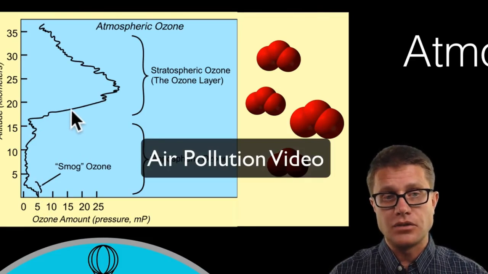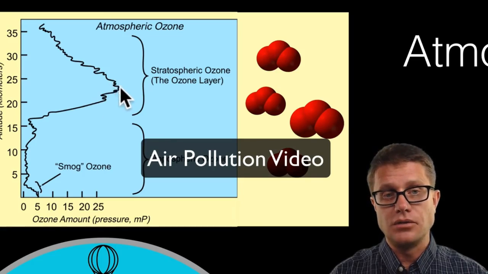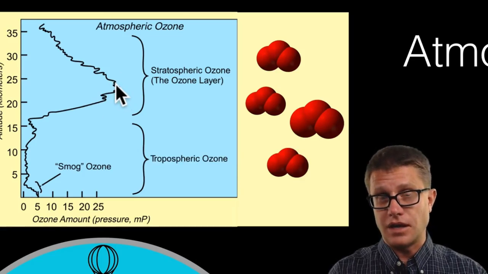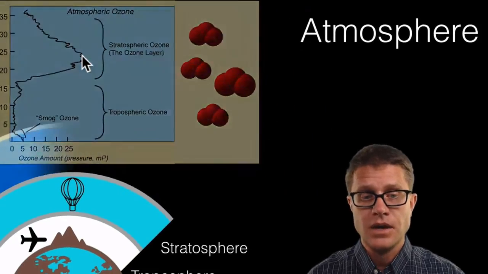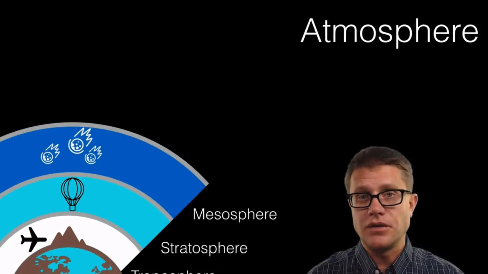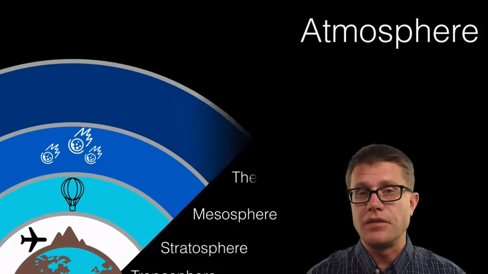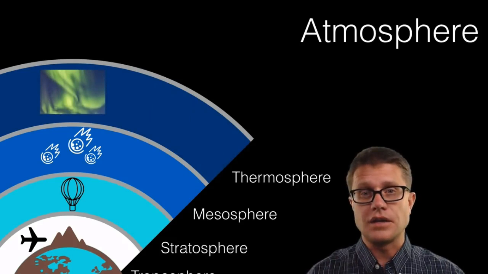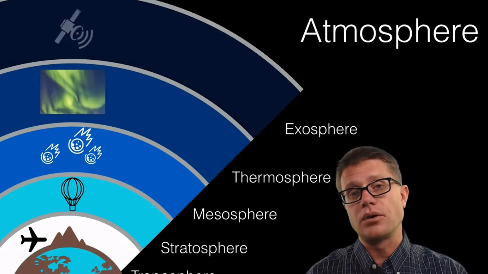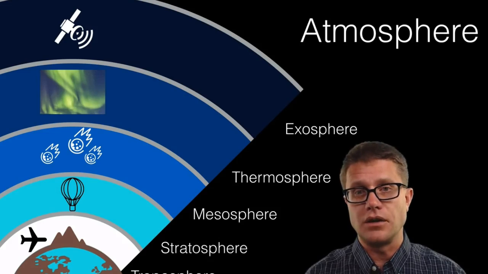But as we move up in the troposphere into the stratosphere, we're going to have a huge increase in that ozone layer. That's that protective layer around us. Above the stratosphere, we have the mesosphere. That's where meteors are burning up. Above that, we have where the aurora are. That's going to be the thermosphere. And then finally, we're bordering space. This is going to be the exosphere up here.